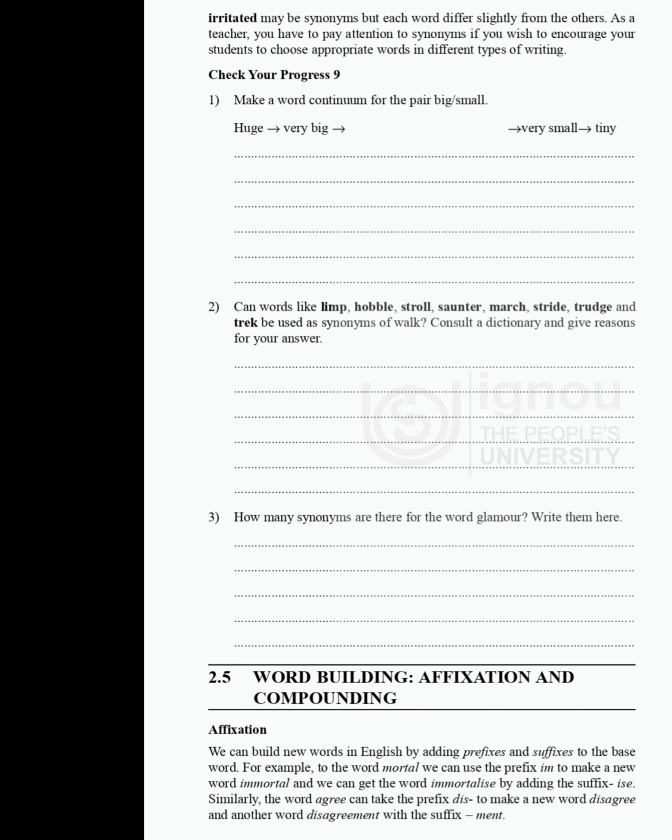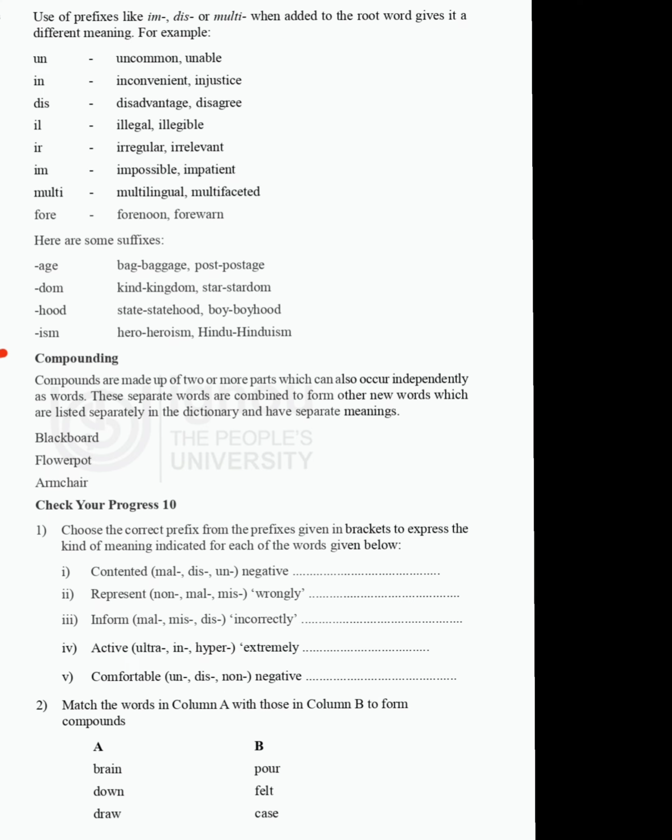Word building, affixation and compounding. Affixation. We can build new words in English by adding prefixes and suffixes to the base word. For example, to the word mortal we can use the prefix "im" to make a new word immortal, and we can get the word immortalized by adding the suffix "ize". Similarly, the word agree can take the prefix "dis" to make a new word disagree, and another word disagreement with the suffix "ment".